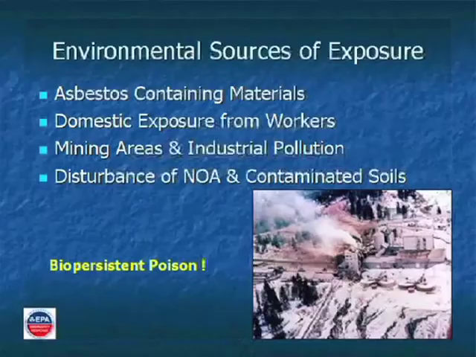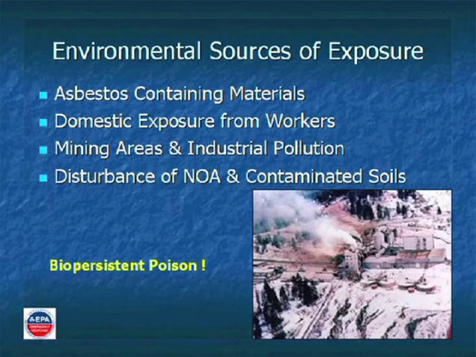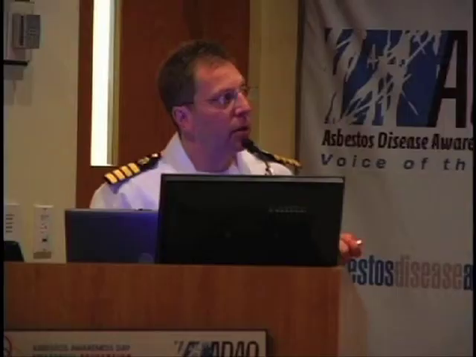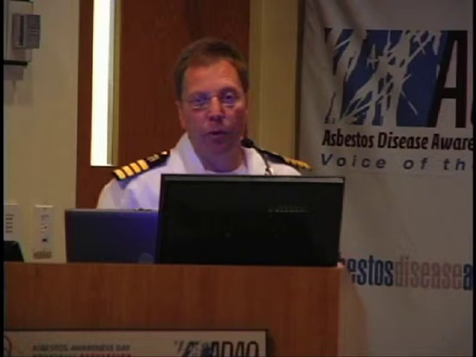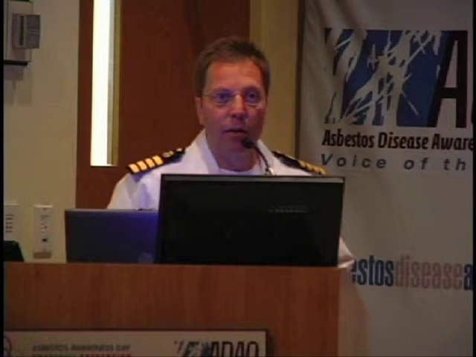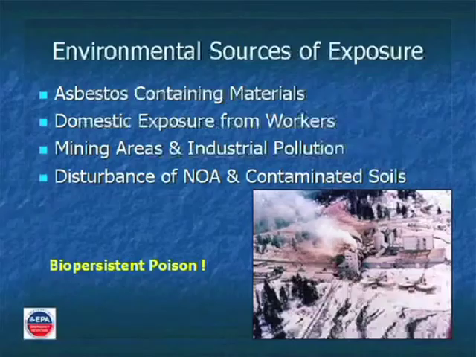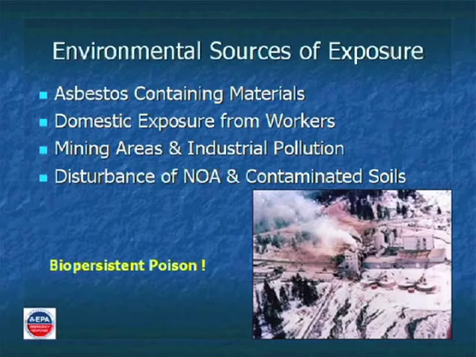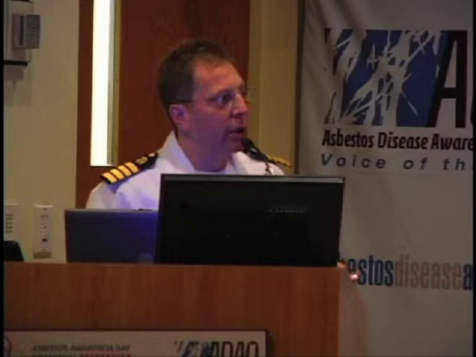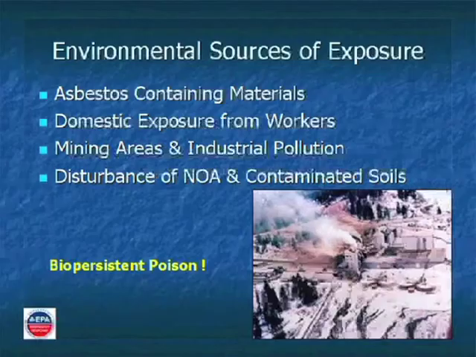There are four major forms of environmental sources for exposure, and a lot of it comes from the occupational world, as Dr. Lemon was going through, the asbestos-containing materials. Certainly we get domestic exposure from workers, and as Dr. Lemon mentioned, the gentleman didn't go to work to die. Also, he didn't go to work to take material home to his family for family members to die, and we see a lot of that as well. There are also mining areas and industrial pollution, people that live around those areas. And then disturbance of NOA, naturally occurring asbestos, in contaminated soils. We'll go through some of these. It's really a biopersistent poison that we're putting into our atmosphere and our environment from all of these pathways.